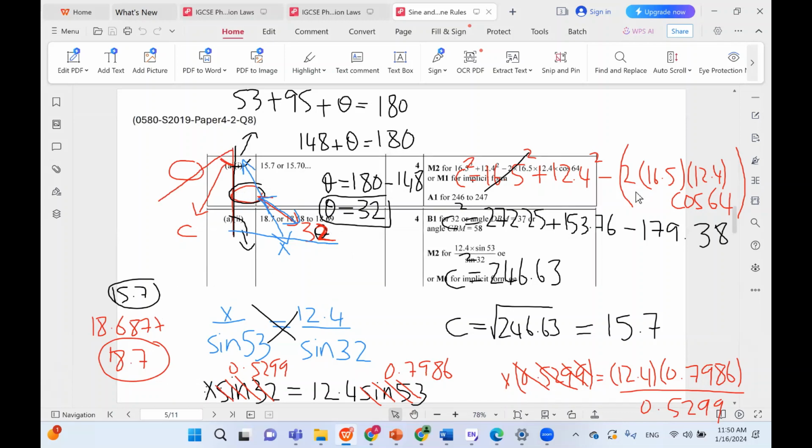So let's check the marking scheme. As you can tell, the answer to the first question is 15.7. And the answer to the second question is 18.7. So we seem to have obtained the correct answers here.